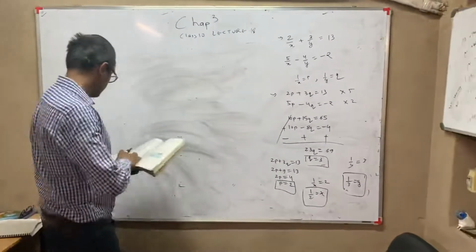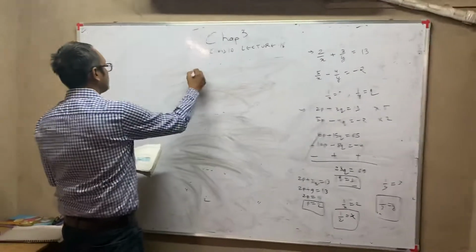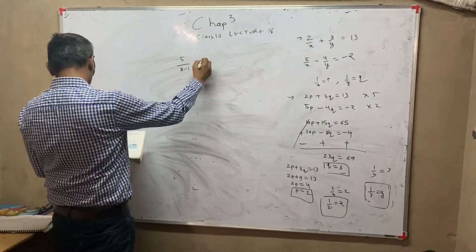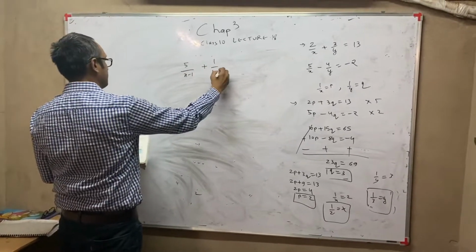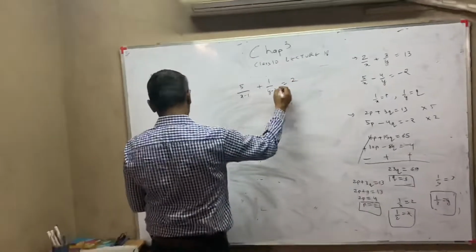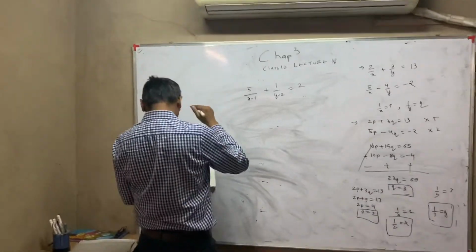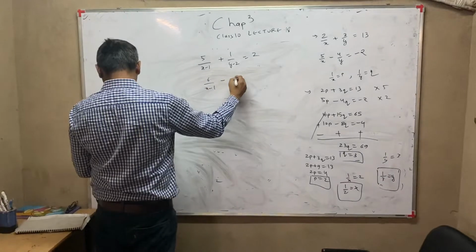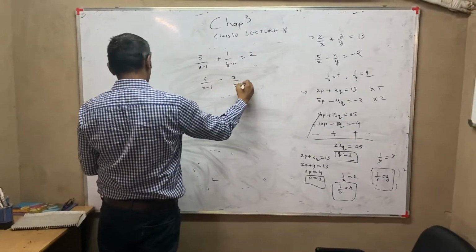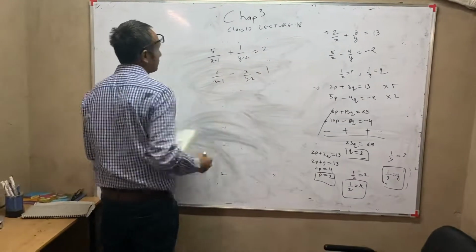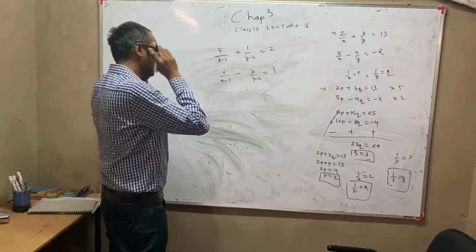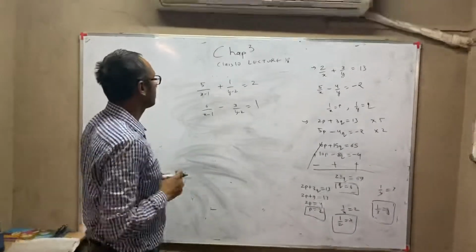Another type of this sum is 5 upon x minus 1 plus 1 upon y minus 2 equal to 2, and 6 upon x minus 1 minus 3 upon y minus 2 equal to 1. Again, this is the kind of sum in which something is there in the denominator also.